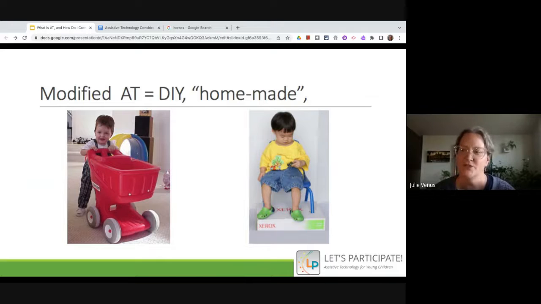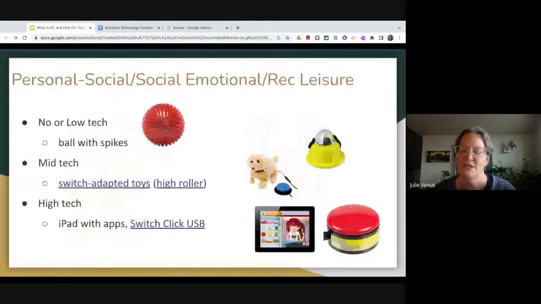And then the other picture is just the top of a copy paper box to bring the floor up level for that child so that his feet aren't just dangling, but instead have a place to rest on that box. So, again, those are some completely homemade or modified options.